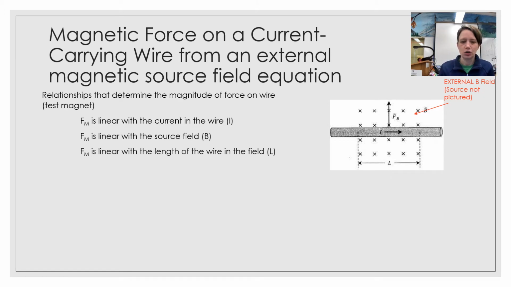You'll see in this picture that L is just the chunk of the wire that's in the field. That wire extends past that magnetic field. We don't care about that. That's not the part that's going to be interacting. All we care about is the L inside the field.